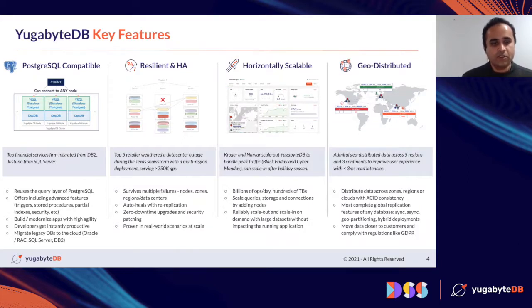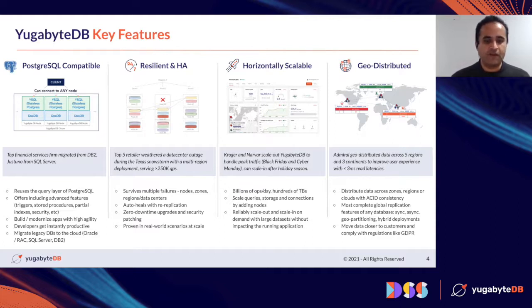Now, customers typically look for that plus one of these three attributes: resilience, horizontal scalability, geo-distribution. Resilience is architectural resilience, where the database is able to survive failures in the underlying infrastructure and still be up and running.